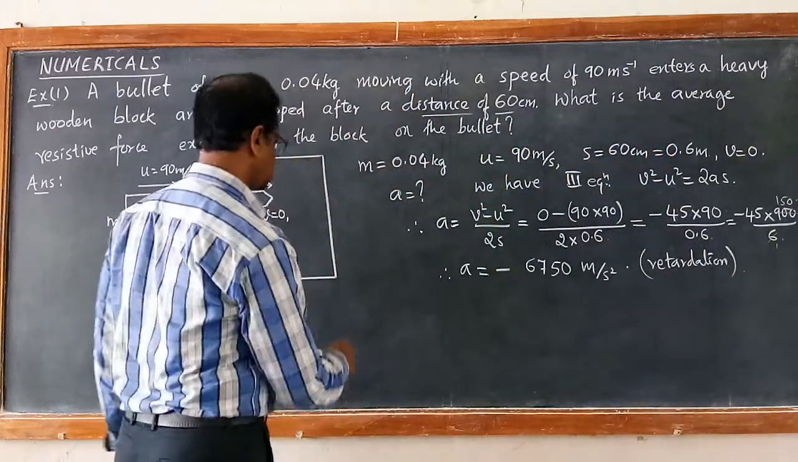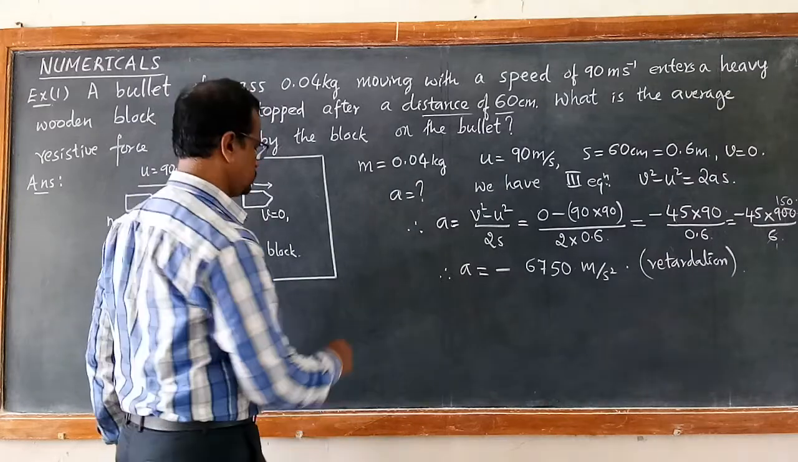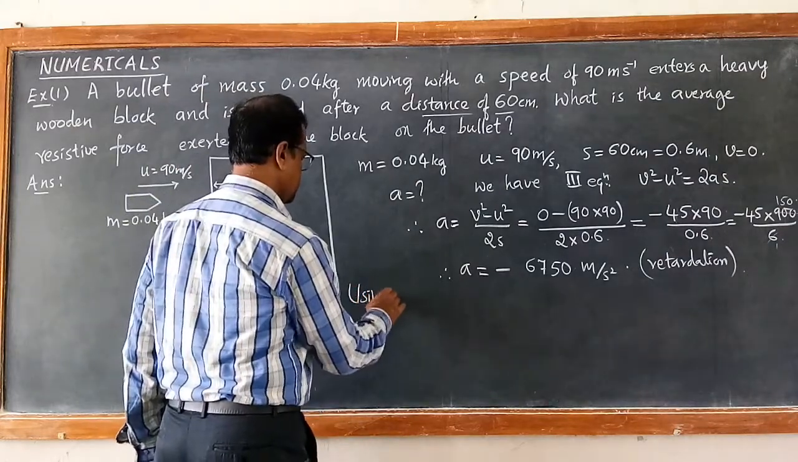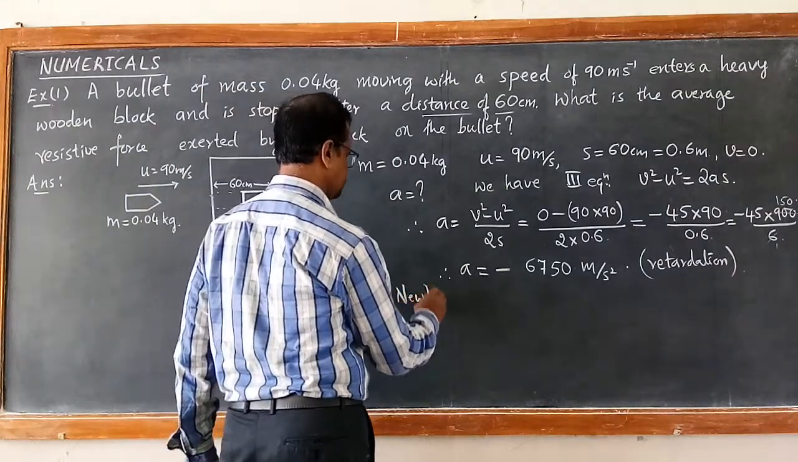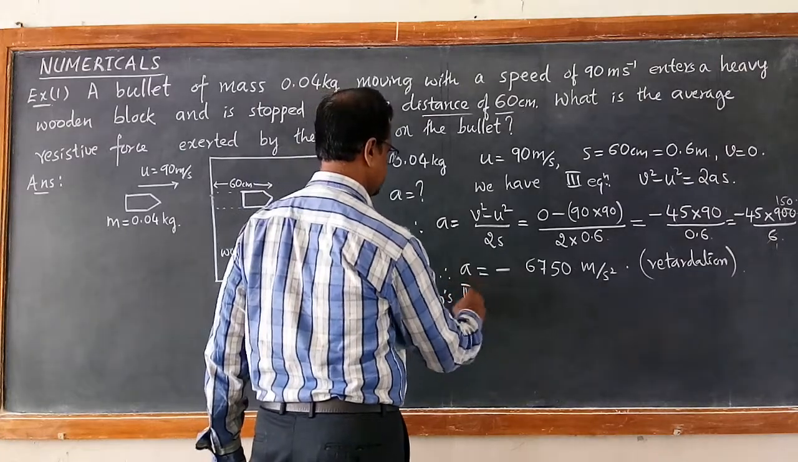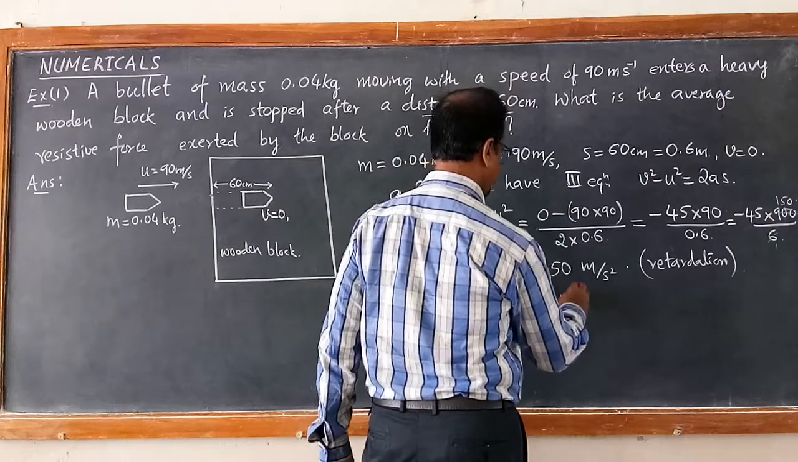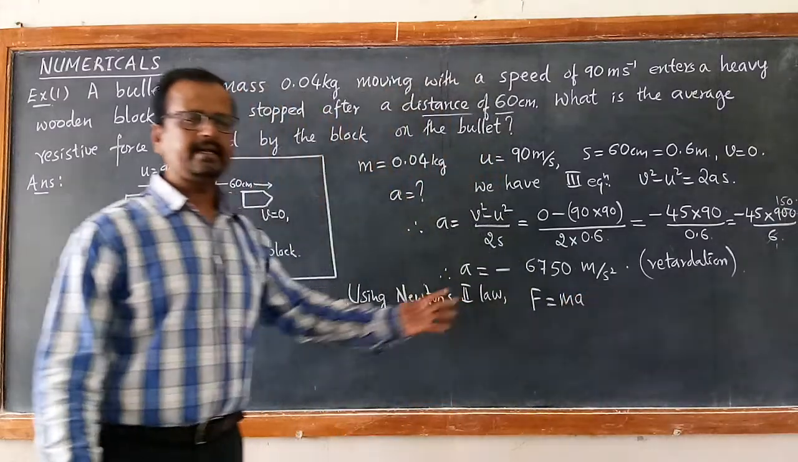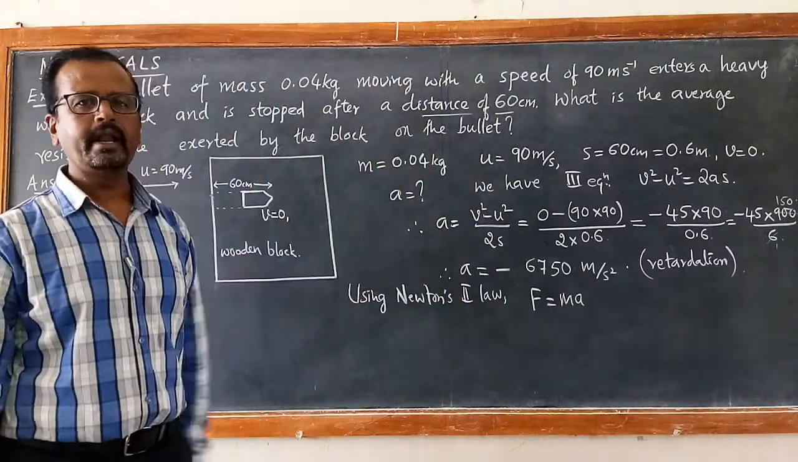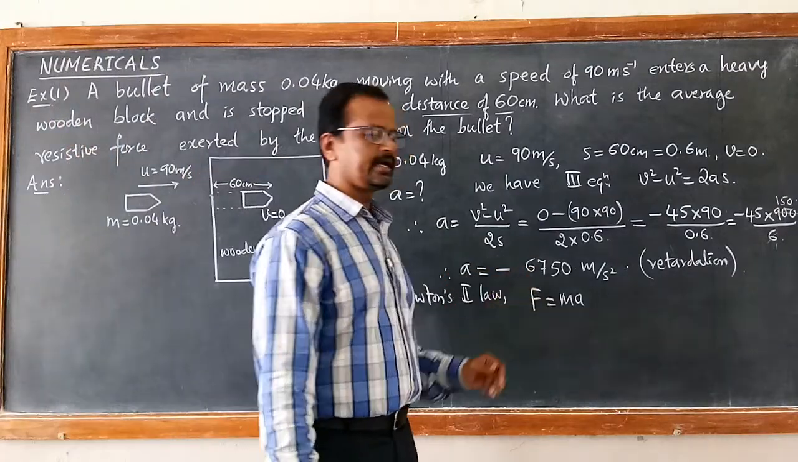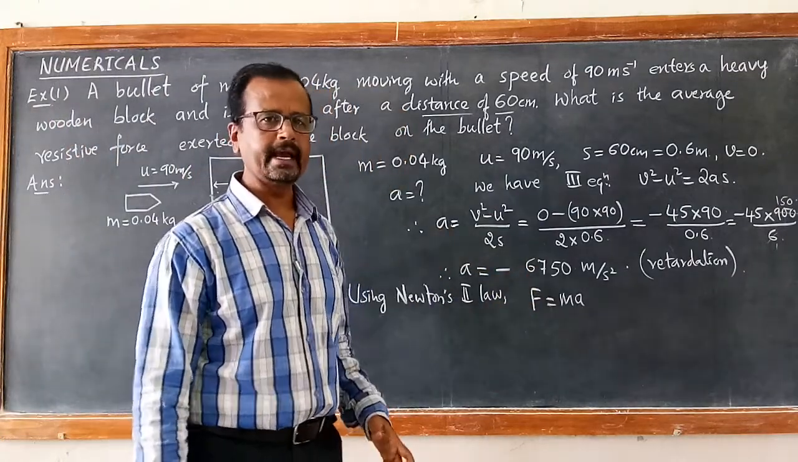Therefore, now we can apply Newton's second law. Using Newton's second law, we have F is equal to M into A. So we get force also negative. Since acceleration is negative, force also is going to be negative.